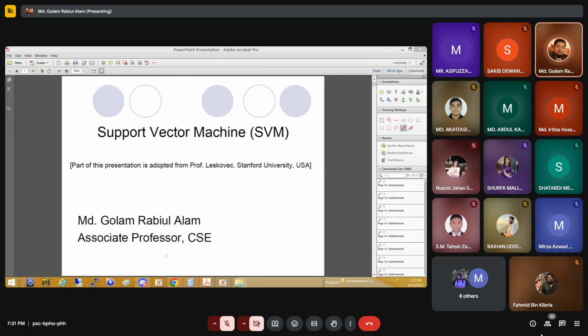The optimization method we will discuss here in the support vector machine is also applicable for solving many types of optimization problems. That's why learning the support vector machine is necessary. As mentioned here, part of this lecture is adapted from the lecture of Professor Leskovec of Stanford University.